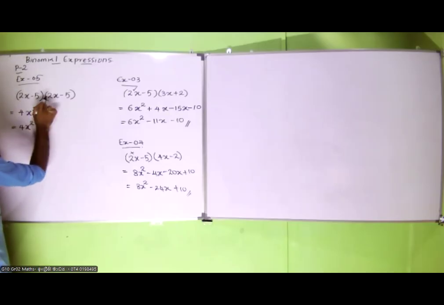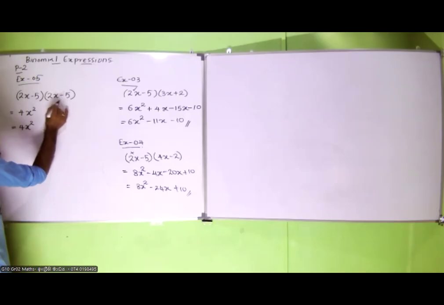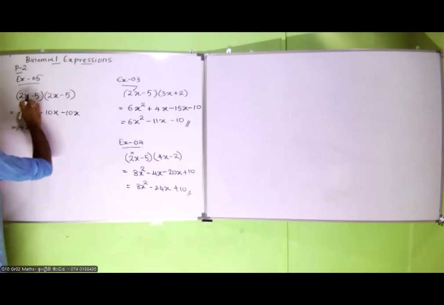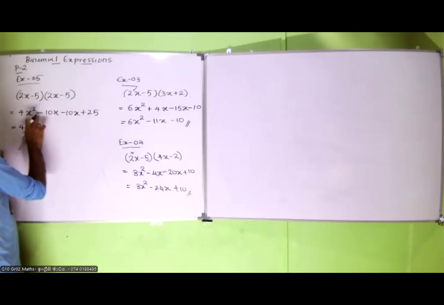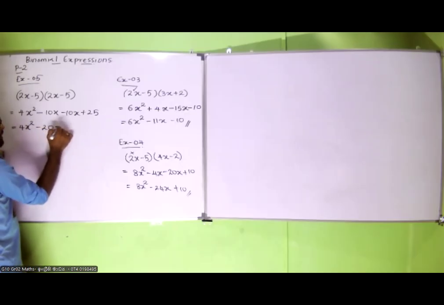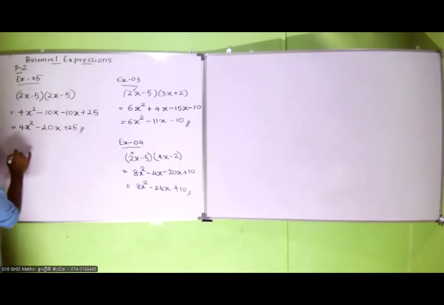Positive into positive, positive, 2 times 2, 4, x times x squared, right? Positive into negative, negative, 2 times 5, 10, 10x, right? Negative into positive, negative, 5 times 2, 10x, 10x. Negative into negative, positive, 5 into 5, 25. Are we right? Okay. Negative 10, negative 10, same sign, right? And then put the same sign, 20 plus 25. Done. Right?